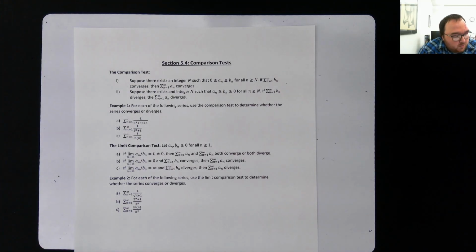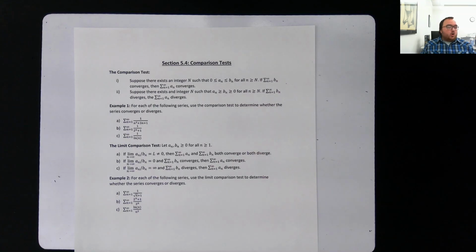All right, so now I am going to move on to section 5.4, which is another test to help us see if a series converges or diverges. These are called the comparison tests. And basically, for all of these, I'm going to try and use a series that I already know to figure out stuff about one that I don't know.